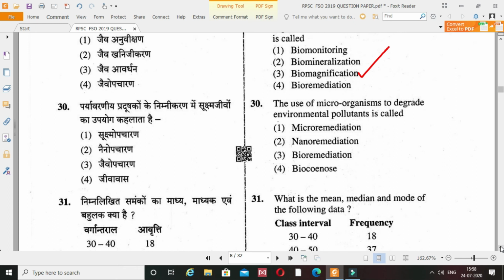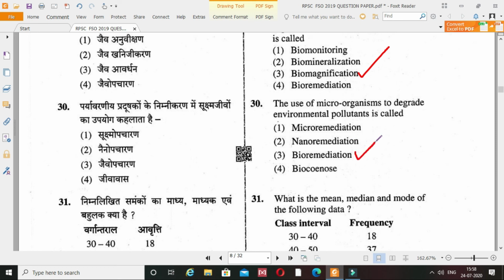Next, question number 30. The use of microorganisms to degrade environmental pollutants is called: 1. Microremediation, 2. Nanoremediation, 3. Bioremediation, 4. Biocoenosis. Which is the answer? Here the answer is 3. Bioremediation.